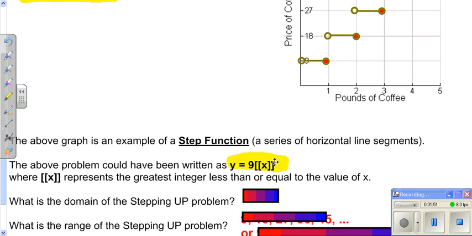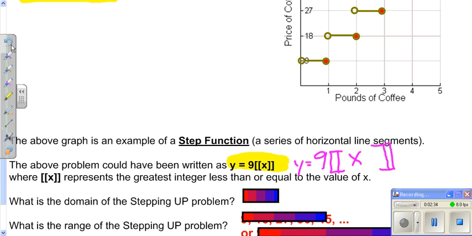Your step function could be written in calculator notation or mathematical notation as follows. Now this is about as close as I could get with the computer. So it's really a square bracket with a vertical line in that bracket. So it's really y is equal to that. Which means you're going to take whatever you have in your parentheses and round it down to an integer before you go ahead and multiply it by the 9.